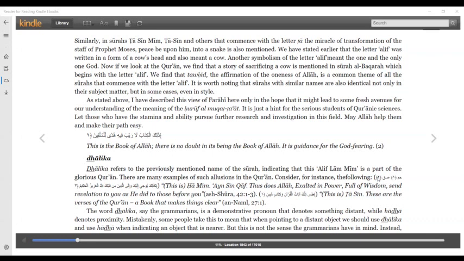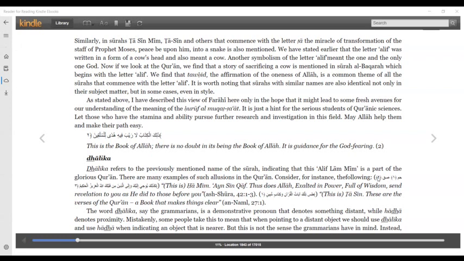طاسين تلك آيات القرآن وكتاب مبين. Ta Sin. These are the verses of the Quran, a book that makes things clear. Surah An-Naml, chapter 27, verse 1. The word ذَلِكَ, say the grammarians, is a demonstrative pronoun that denotes something distant, while هذا denotes proximity.